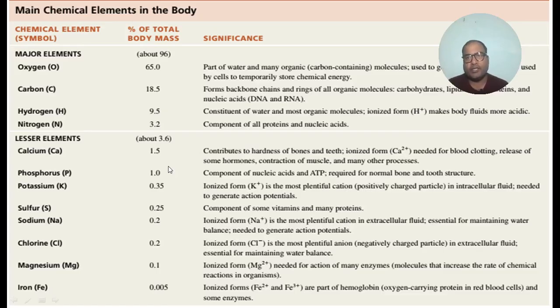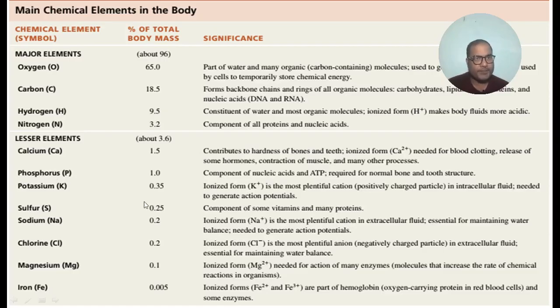Ionized form calcium needed for the blood clotting, release of some hormones, contracting of muscle and many other processes are required calcium. So calcium is very important for the muscle contraction as well as clotting of the blood. So there are other certain hormones which are released due to the presence of calcium. Even hardness of teeth and bones are due to presence of calcium.